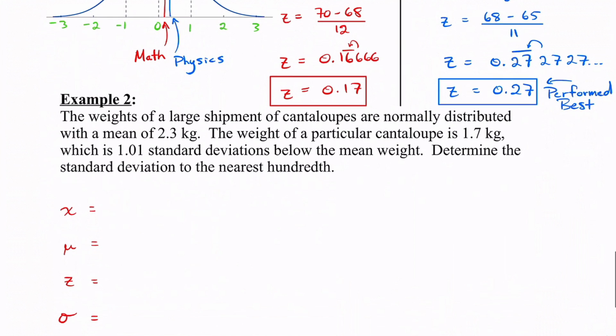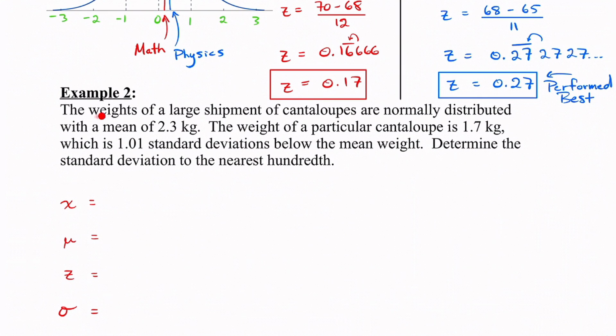Looking at example 2, it says the weights of a large shipment of cantaloupes are normally distributed with a mean of 2.3 kilograms. The weight of a particular cantaloupe is 1.7 kilograms, so that's going to be like our x value. And then it says which is 1.01 standard deviations below the mean weight. So if we're below, that means we're going to be on the negative side, and that's going to be our z-score. So we're going to have a negative z-score of 1.01, and then it asks determine the standard deviation to the nearest hundredth.